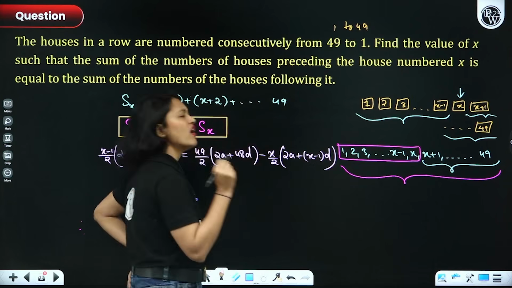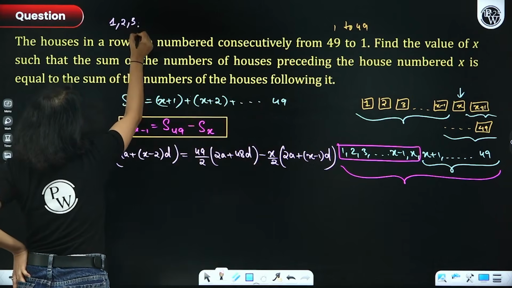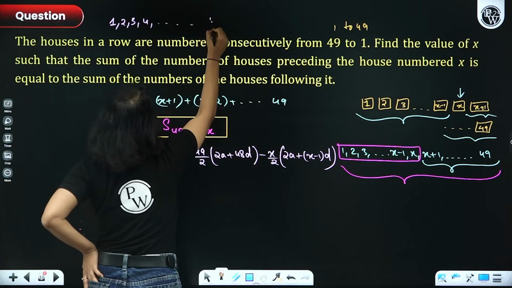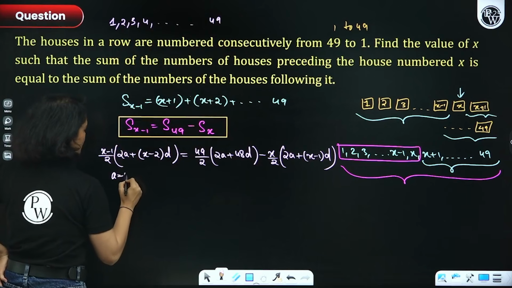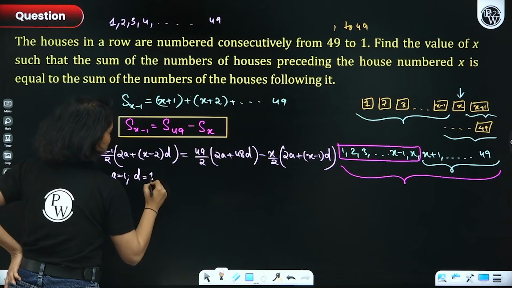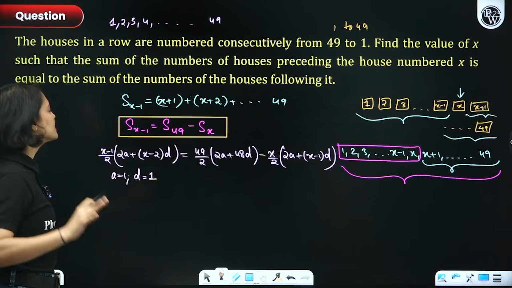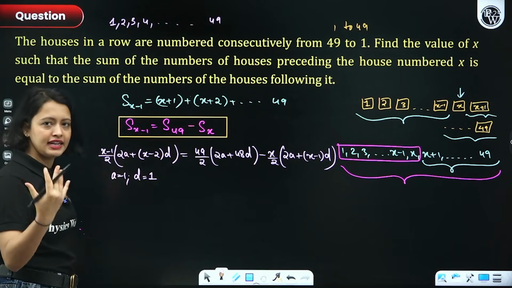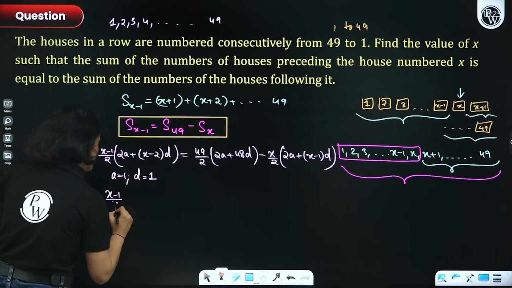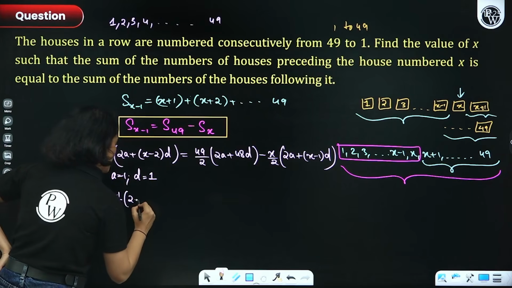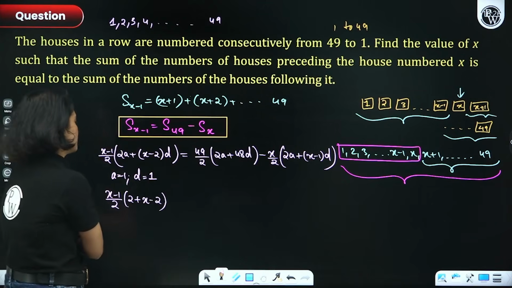Now, good for us, everyone. Our AP is the simplest AP that is out there: 1, 2, 3, 4 till 49. I can clearly see that the value of a is 1 and the value of d again is 1. How simpler could things be? Let's put the values of a and d as 1 and 1 respectively. So I'll get (x minus 1) by 2 into (2 plus x minus 2).